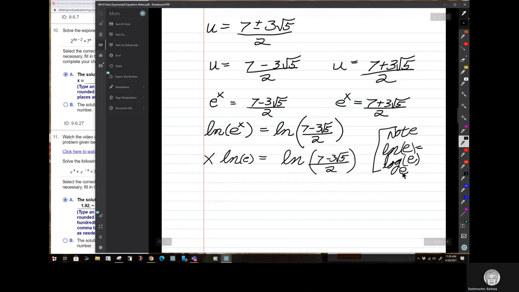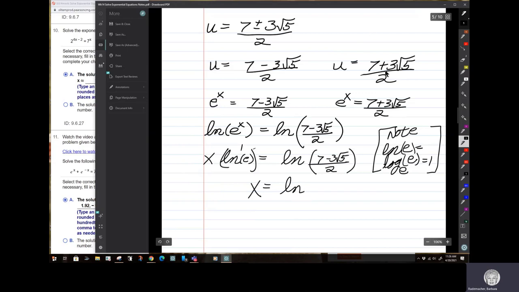Well, when the base of the logarithm equals the argument, when those two numbers are exactly the same, your answer is 1. Your calculator would tell you that the ln of e is 1. Okay, so this is just 1. x times 1 is x. This is what x equals if you're crazy enough.